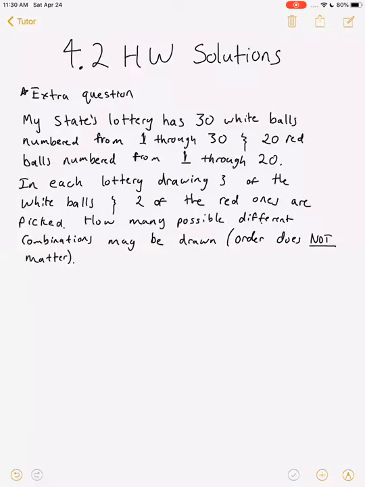First, and then I have one extra question here. So this last question is the last question that we didn't finish last time, and it's similar to the last homework problem. So once I help you with the last homework problem, I'll give you a few minutes to attempt this one, okay?